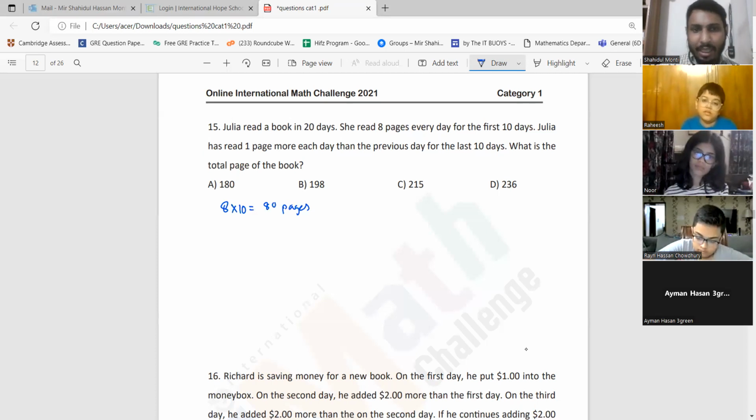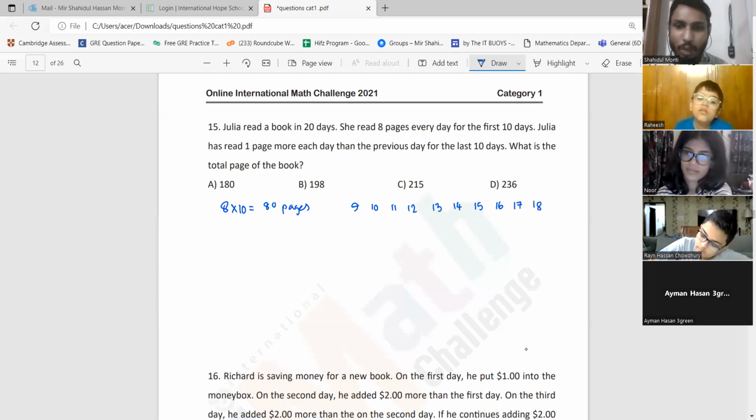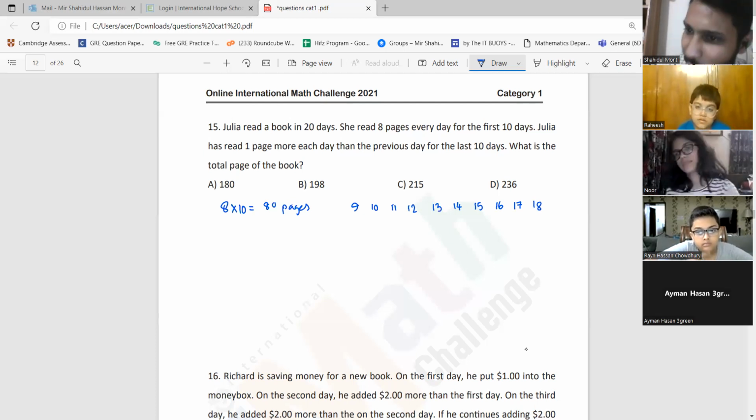Now on the 11th day, she's going to read 9 pages. On the 12th day, she's going to read 10 pages. Then 11, 12, 13, 14, 15, 16, 17, and 18. This is the 11th day, 12th, 13th, 14th, 15th, 16th, 17th, 18th, 19th, and 20th. Can you follow me with what I'm trying to say here?